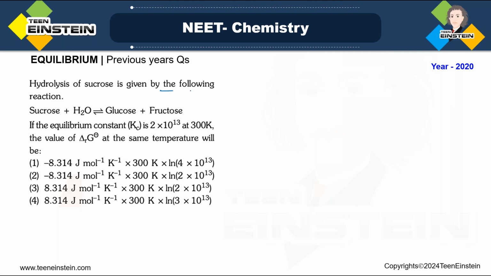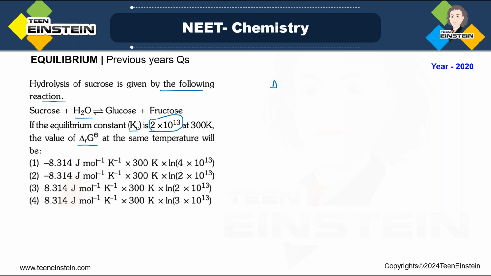Hydrolysis of sucrose is given by the following reaction. Sucrose plus H2O. After hydrolysis, the products we are getting are glucose and fructose. If the equilibrium constant Kc is 2 into 10 to the power 13 at 300 Kelvin, find the value of ΔrG, that is the Gibbs energy change of the reaction, at the same temperature. Now this is a really very easy question and very straightforward.